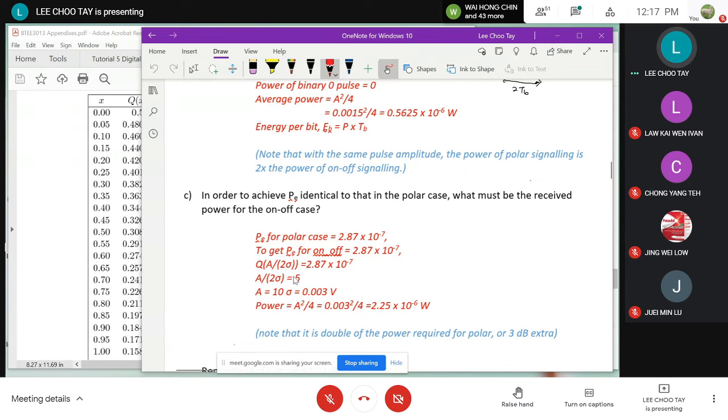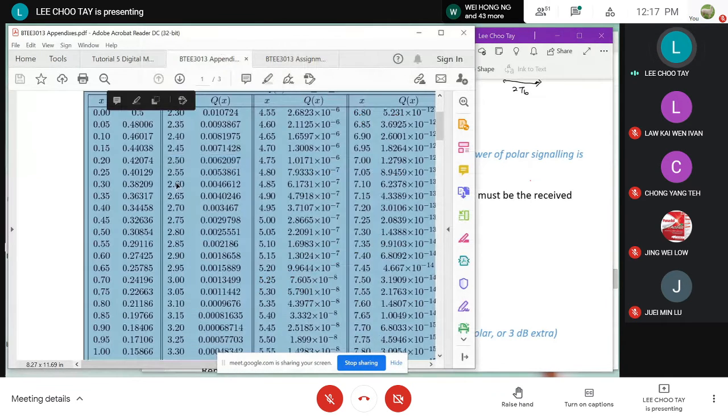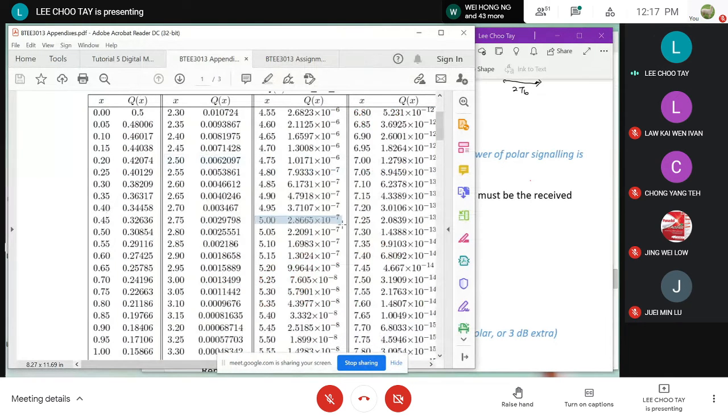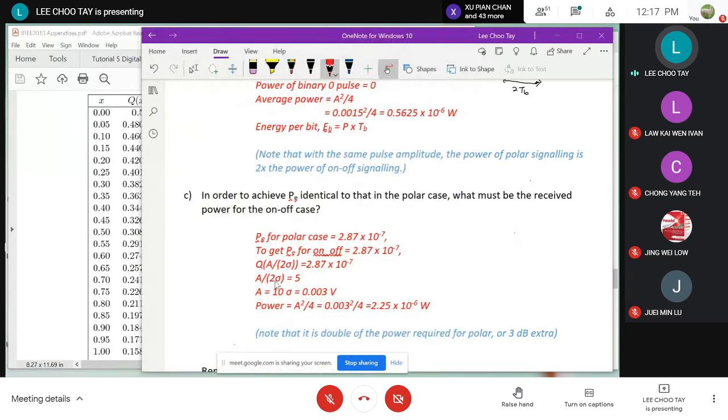Because from the previous one, if you cannot remember, let's get back here. To achieve the same one, which is this one over here, your X must be 5. So the X being 5 means A over 2 sigma is 5. A is 10 sigma, which is 3 millivolt. For the on-off case, the power equation is A squared over 4, so that gives us 2.25 microwatt. If you compare the on-off case, the power required to have this probability of error similar to the polar case is 2.25.